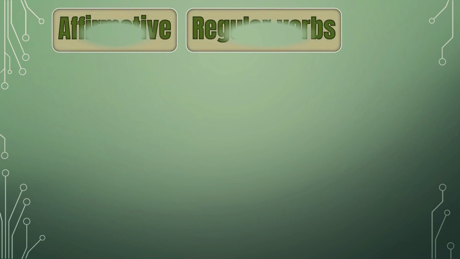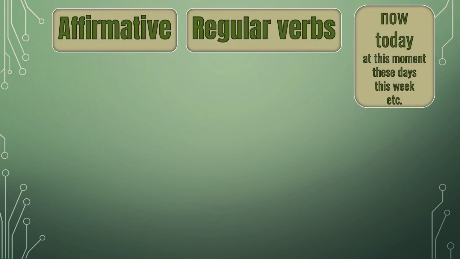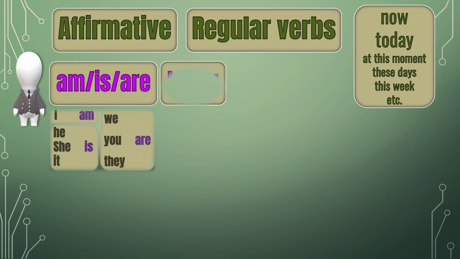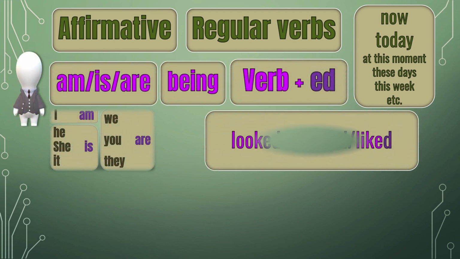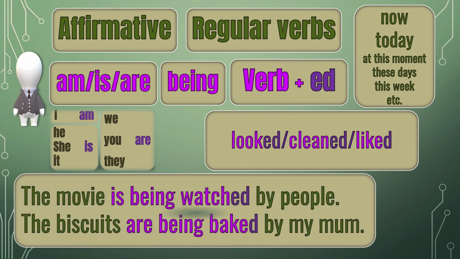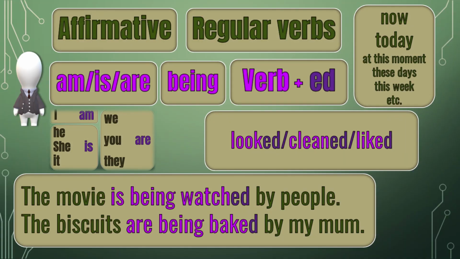Present continuous passive is used to talk about an action which is happening right now, at the moment of speaking. Today. At this moment, these days. This week. Etc. To make a sentence, we start with a subject, add the form to be we need, is or are, plus being and a verb with ed. For example, looked, cleaned, liked.